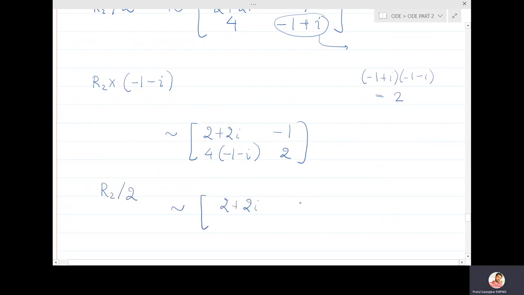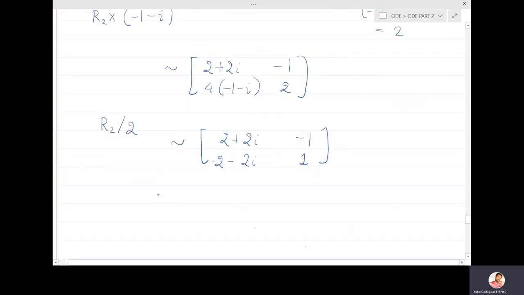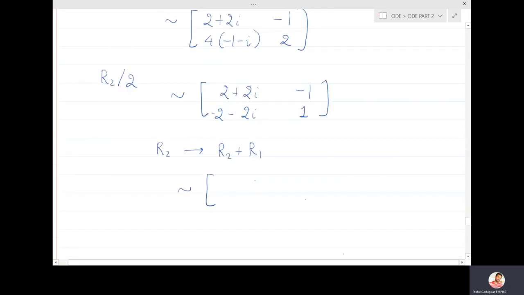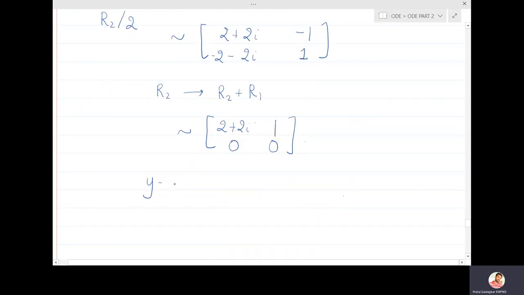There are many ways you can do this. This is what I will usually follow, which will be minus 2 and minus 2i, and this will become 1. So then I can add the second row to the first row, so that this becomes 0 overall in the second row. And this means that y is a free variable and x is leading. So I will put y equal to t.